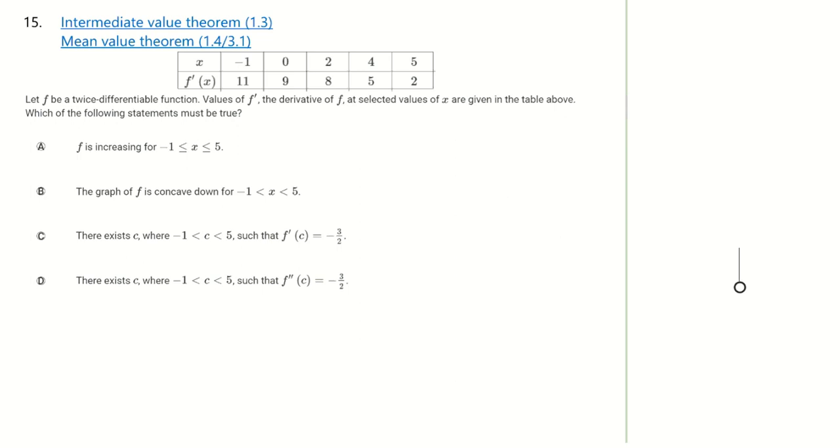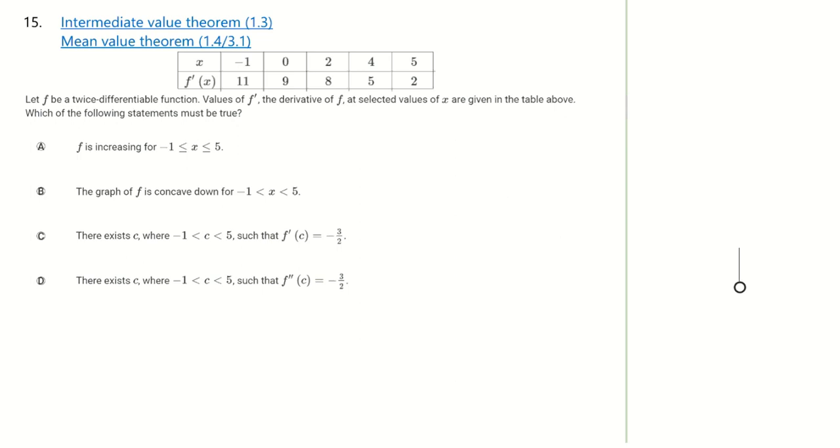But it could be that between 4 and 5, f prime went negative briefly. It went 5 to -1, back up to 2 or something. We don't know what's happening, so we can't say that it must be increasing. I don't think we can say that the graph of f must be concave down from -1 to 5, although it appears that it is, right? F prime looks like it's decreasing. We would need to know f prime was decreasing the whole time between -1 and 5, not just at these points that we can see. So B is probably true, but we don't know that, and it's not must be true.